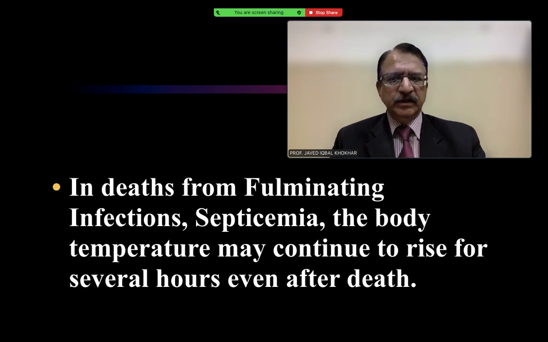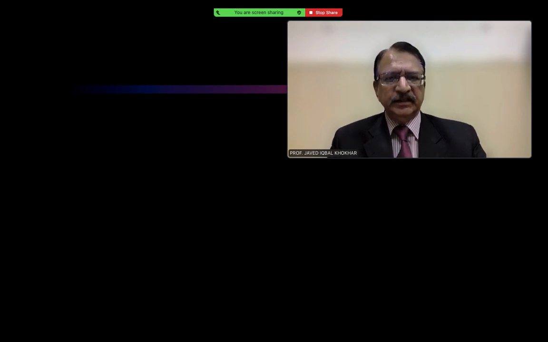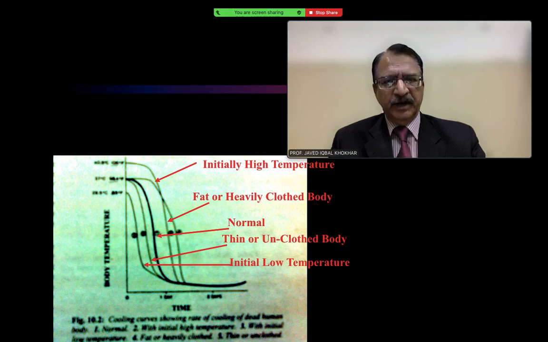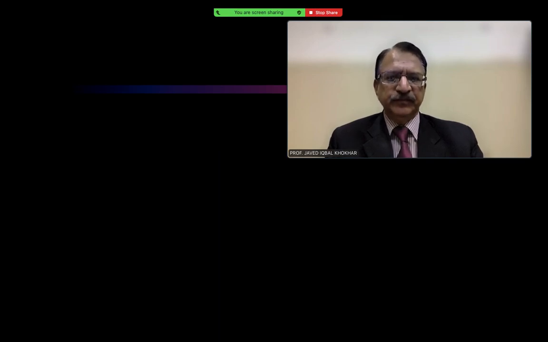And if death is due to fulminating septicemia, the body temperature may continue to rise several hours even after the death. So while calculating the postmortem period from the rate of cooling, all these possibilities should be kept in mind. So these are various situations showing various temperatures at the time of death.